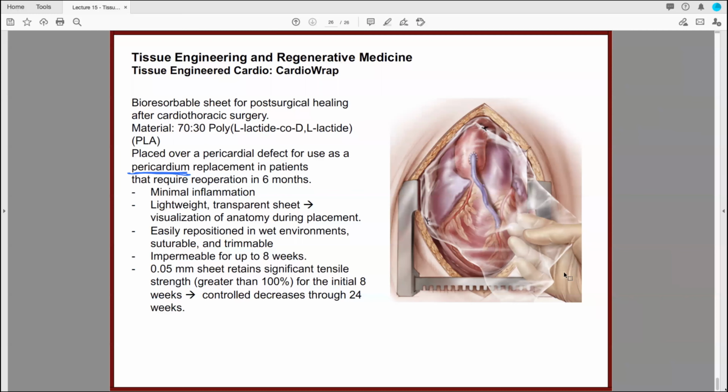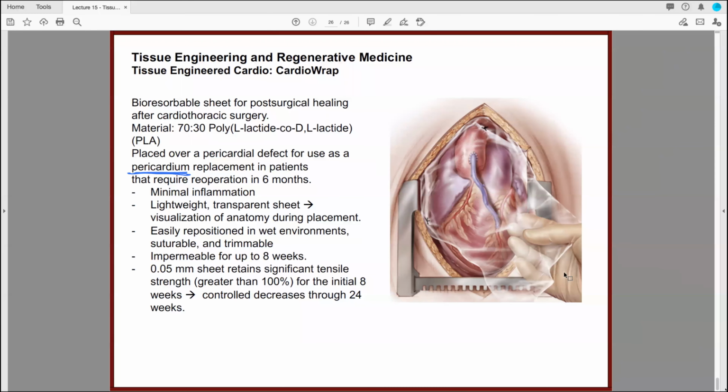So this is an example of how they use these tissue engineered polymers for cardiovascular uses. So an example here is CardioWrap. So the CardioWrap is this bioresorbable sheet for post-surgical healing after cardiothoracic surgery, so a really invasive surgery there. And the material is made of this poly-lactide, or PLDA, basically. And it's placed over the pericardial defect for use as pericardium replacement in patients. So you should know that the pericardium is that kind of membrane that encloses the heart.